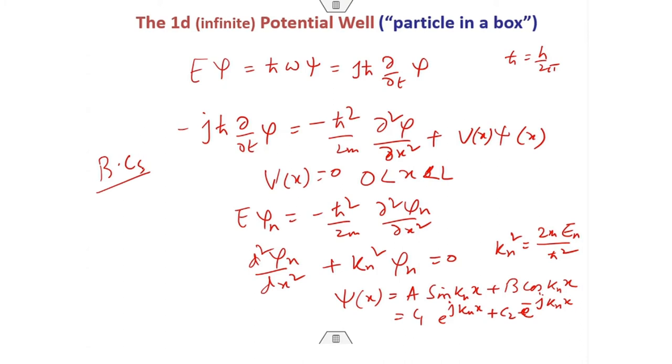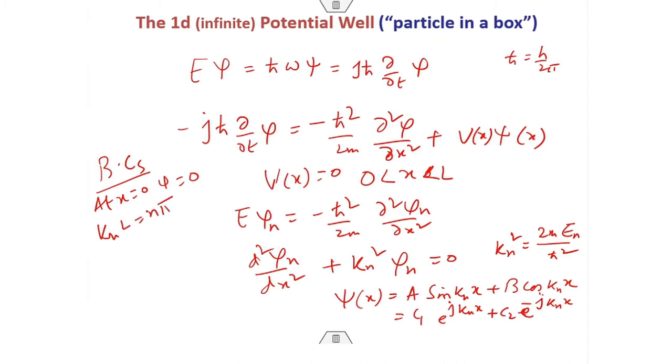What are the BCs here? Very simply, you can see that at x equal to 0, psi is 0, right? So what does it mean? That means k_n L is equal to n pi.